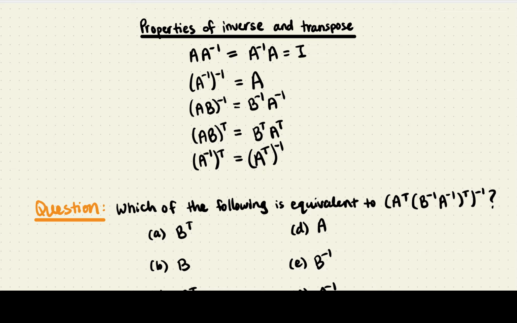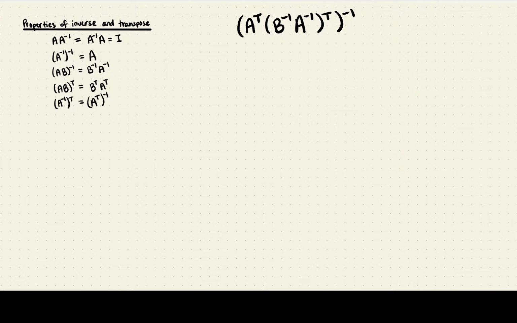All right, so the example we're going to deal with today is which of the following is equivalent to this quantity here. So A transpose times B inverse A inverse transpose, and then all of that inverse. So which of these quantities is equal to that? We're just going to do some manipulation with these properties up here and try to answer this question. So I'm going to go to the next page here. I've copied down the properties here on the left, so we have those to reference, and I've written down the quantity we're trying to compute.